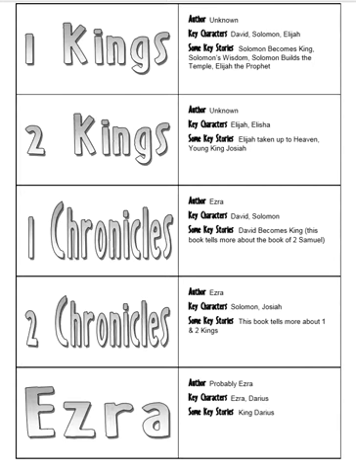2 Kings. Author unknown. Key characters: Elijah, Elisha. Some key stories: Elijah taken up to heaven, young King Josiah.